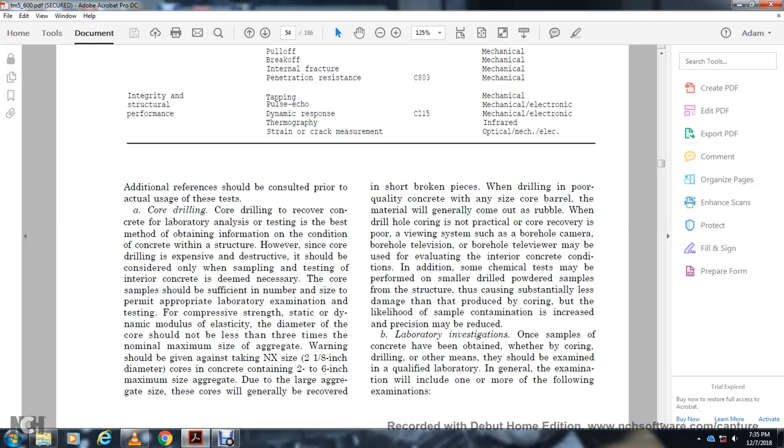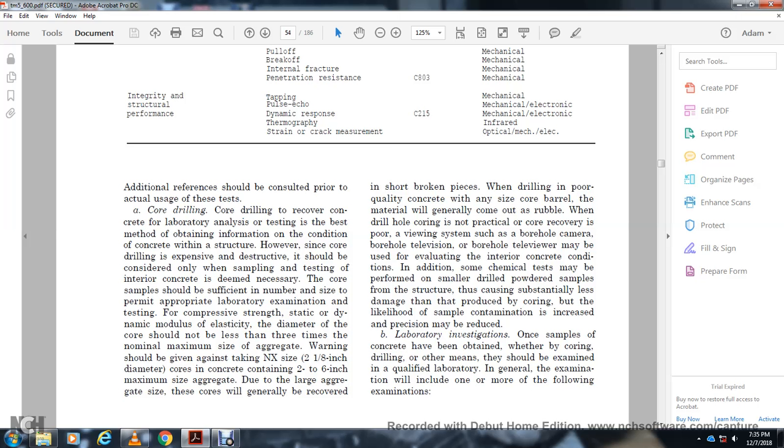When drilling poor quality concrete, the material will generally come out as rubble. When drill hole coring is not practical or recovery is poor, a viewing system, especially a borehole camera, borehole television, or borehole viewer, may be used to evaluate the interior concrete conditions. In addition, chemical testing may be performed on smaller drilled samples from the structure, thus causing less damage than that produced by coring, but the likelihood of sample contamination is increased. The precision may be reduced.